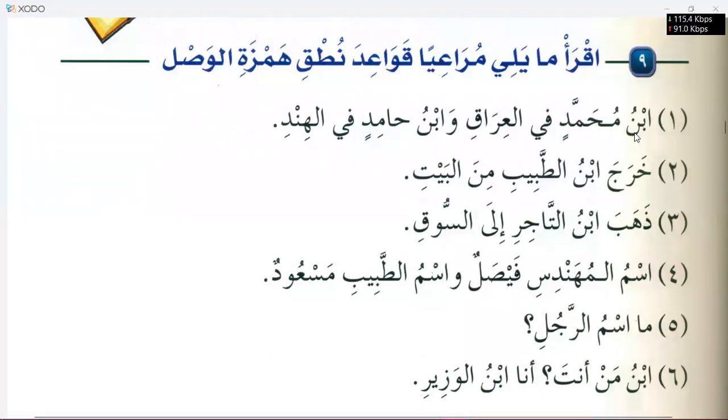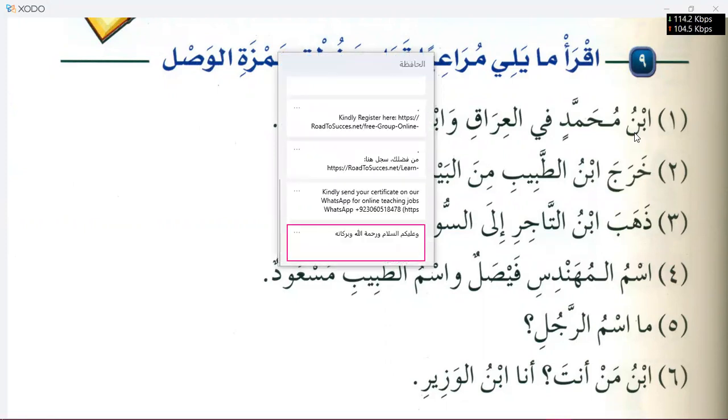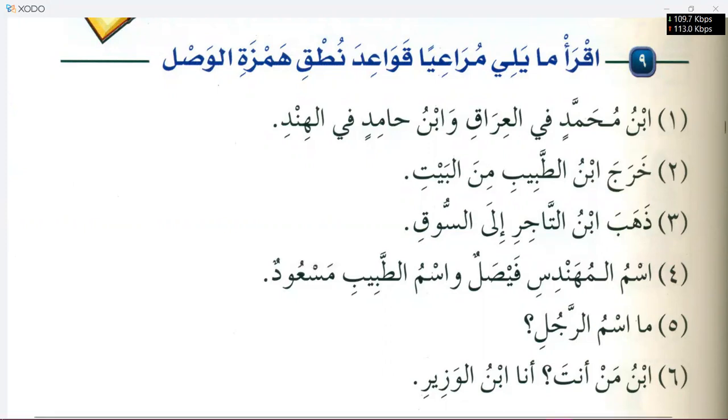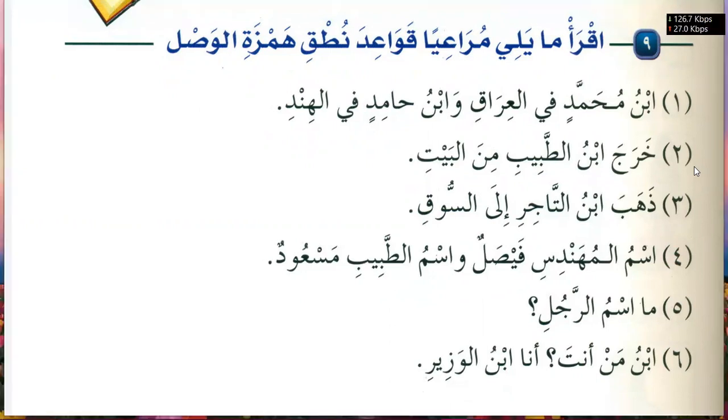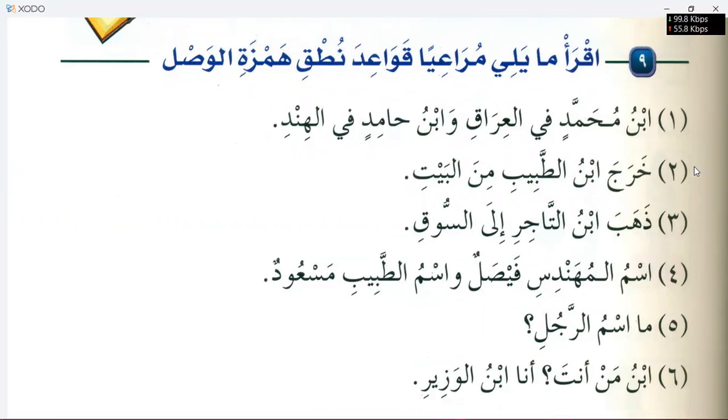Ibnu Muhammadin fil Iraq, wabnu Hamidin fil Hind. The son of Muhammad is in Iraq, and the son of Hamid is in India. Kharaja ibnut tabibi minal bayti. The son of the doctor went out from the home.